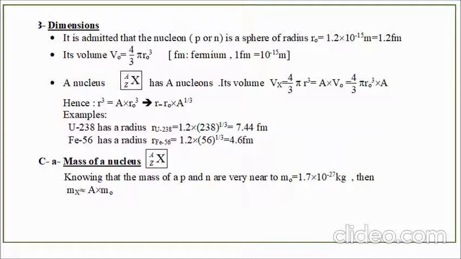The mass of the nucleus, knowing that the mass of the proton and that of the neutron is approximately that of the atomic mass unit. It is 1.7 times 10 to the power minus 27 kilogram. So we can say that the mass of the nucleus is approximately A times the atomic mass unit.